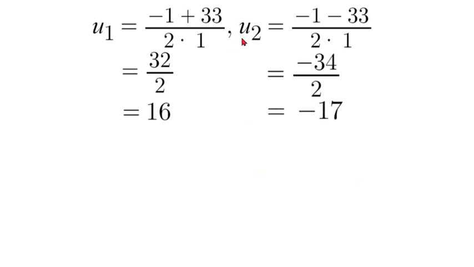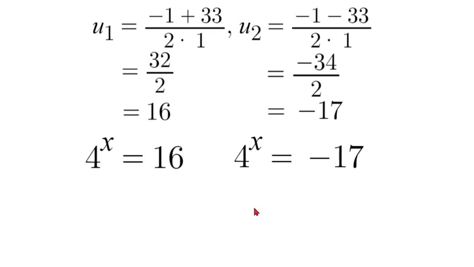So now that we have solved for u in both these cases, we can resubstitute our original u value, which is 4 to the power of x, back into this equation. So we'd have 4 to the power of x is equal to 16. And we'd also have 4 to the power of x is equal to negative 17.